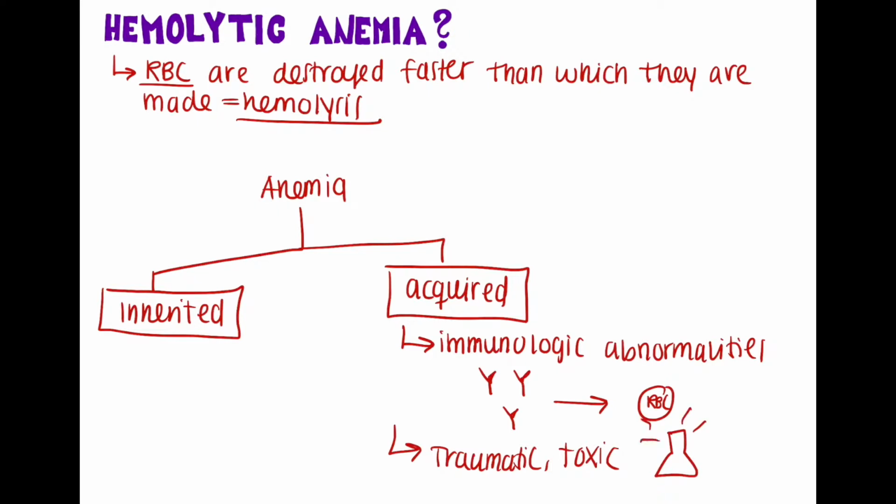Inherited hemolytic anemia means that the parents pass the gene for the condition on to their children. Two common causes of this type of anemia are sickle cell anemia and thalassemia. These conditions produce red blood cells that don't live as long as normal red blood cells.